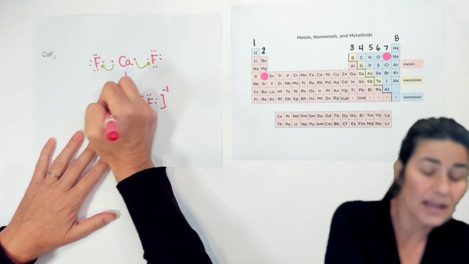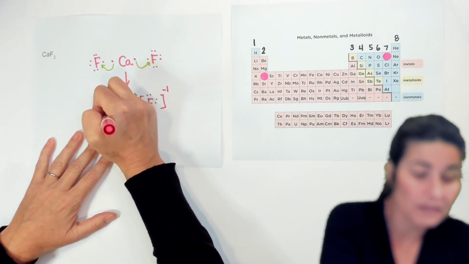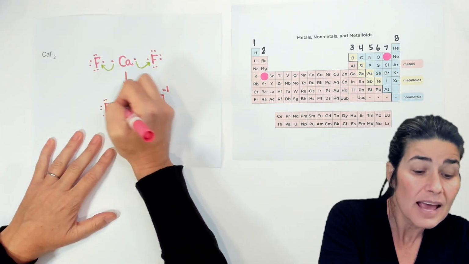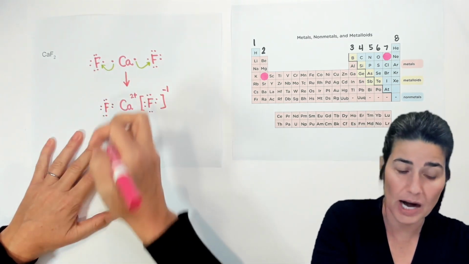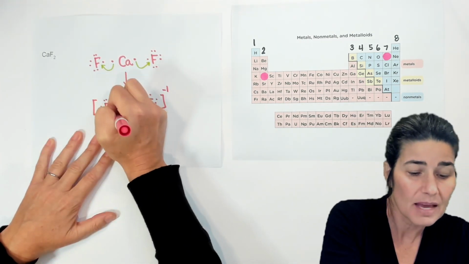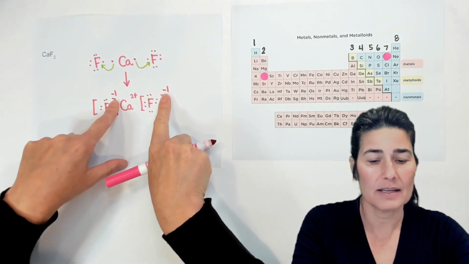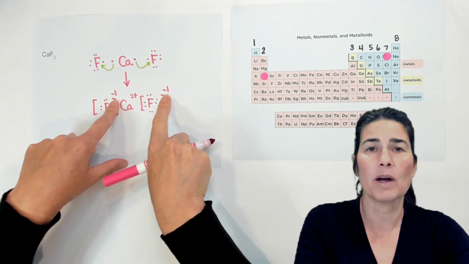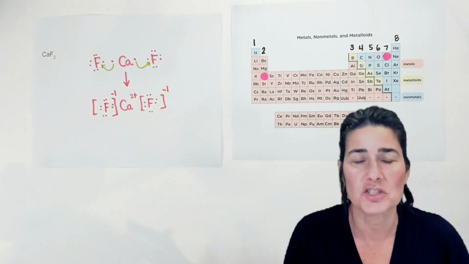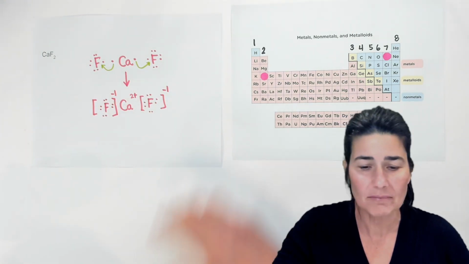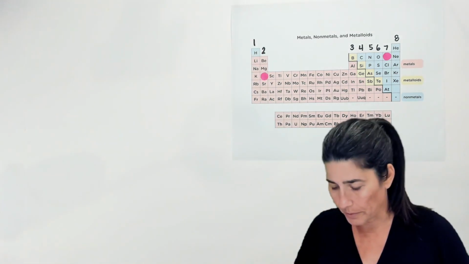This fluorine on the other side has 1, 2, 3, 4, 5, 6, 7, 8 valence electrons because it grabbed the extra 1 from calcium. It becomes a -1. A calcium 2+ is bonded to two -1 fluorine atoms, and you've created your calcium fluoride. All right, one more example.